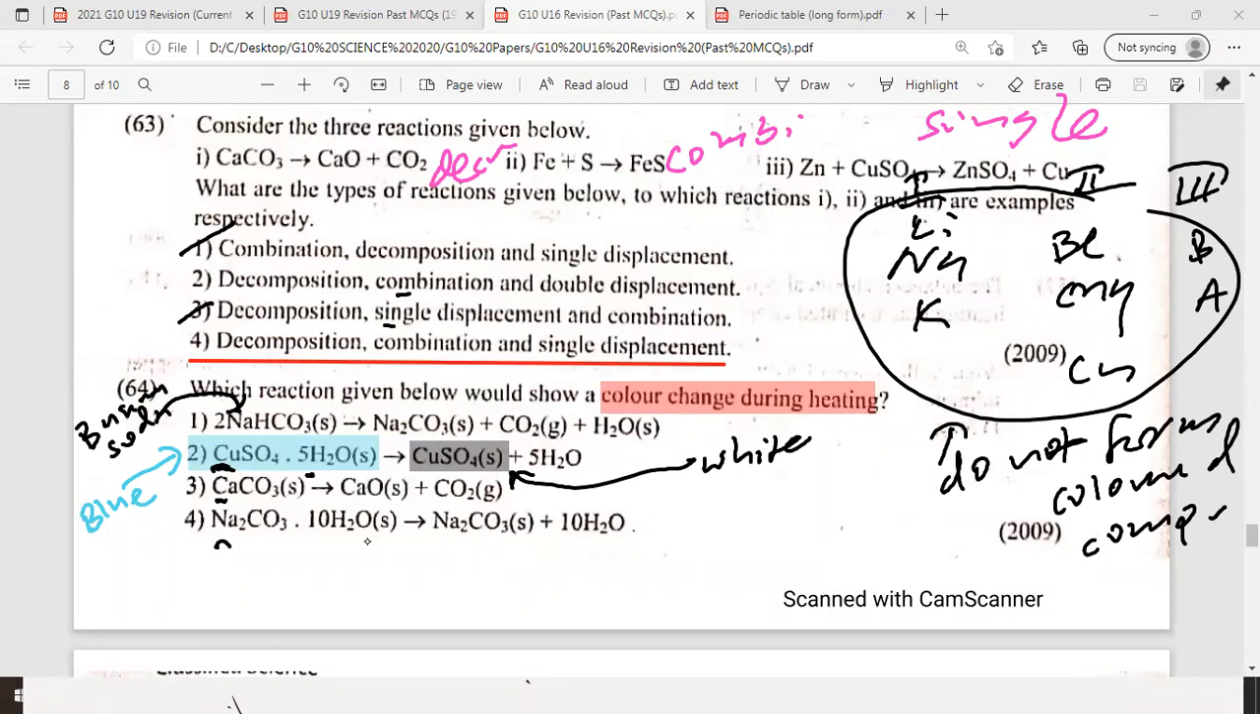Sodium hydroxide, sodium chloride, sodium nitrate, sodium sulfate, sodium bisulfate, sodium bromide, sodium iodide. Any compound of sodium is not colored. Right? Remember that. And sometimes you might argue this.